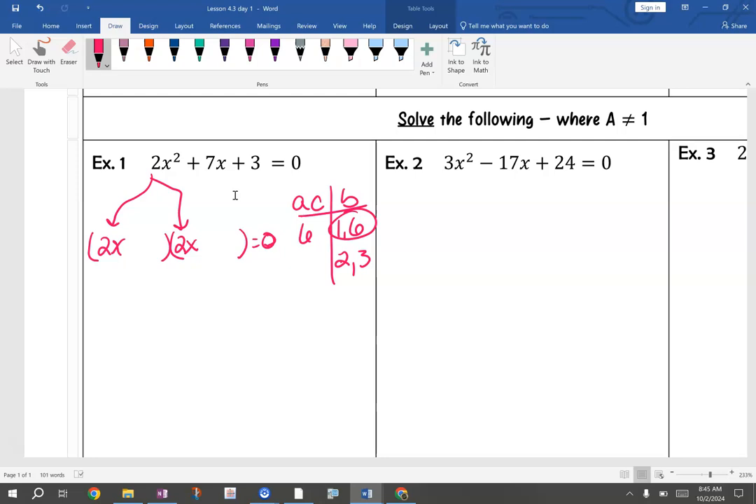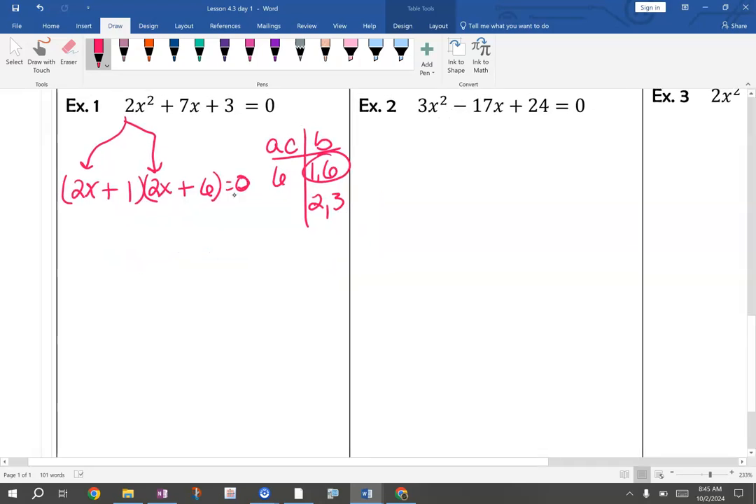Okay? All right, so you guys said 1 and 6. You also said it has to be the same sign. What is the sign that it needs to be? Positive. Where did you find that? In the middle. Yep, your b value is positive. So your signs have to be plus plus.